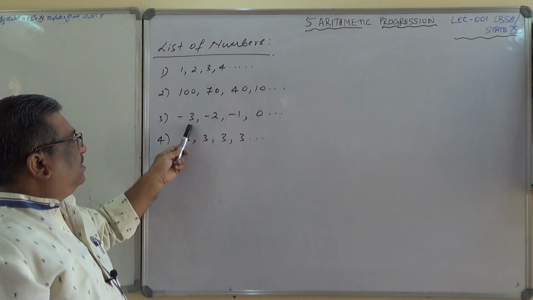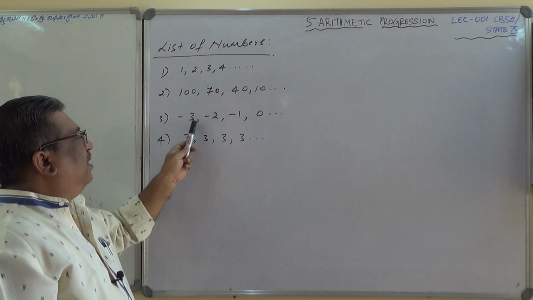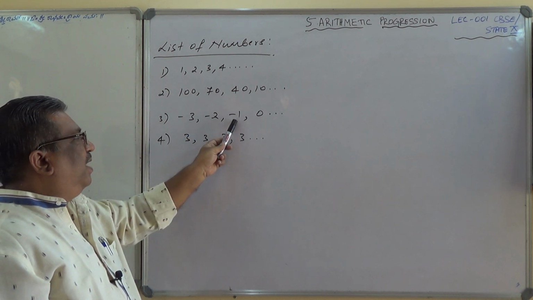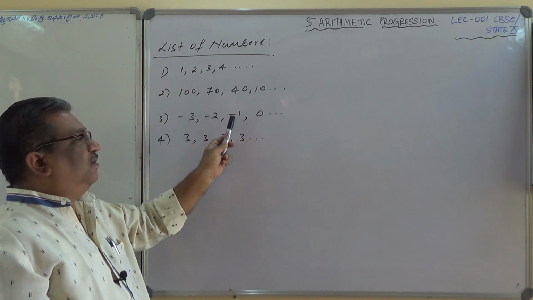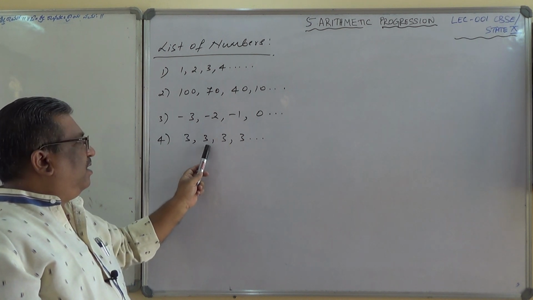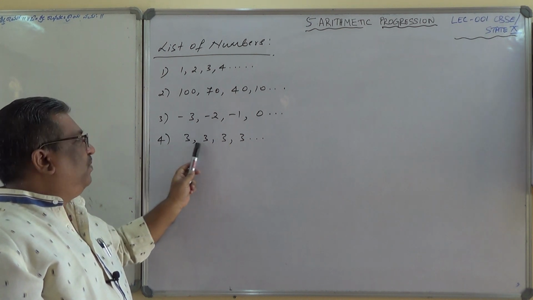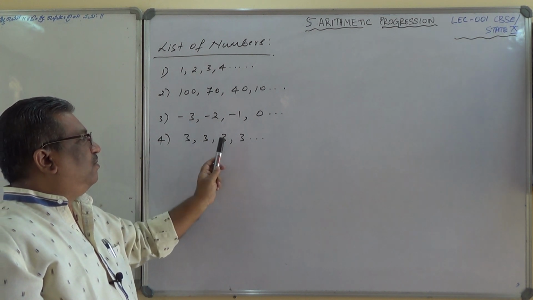Check this also. Minus 2 is obtained by adding 1 to this term. Minus 1 is obtained by adding 1 to this term. 0 is obtained by adding 1 to this term. Here, to get 3, you are adding 0 to this term. To get 3, you are adding 0 to this term. To get 3, you are adding 0 to this term.